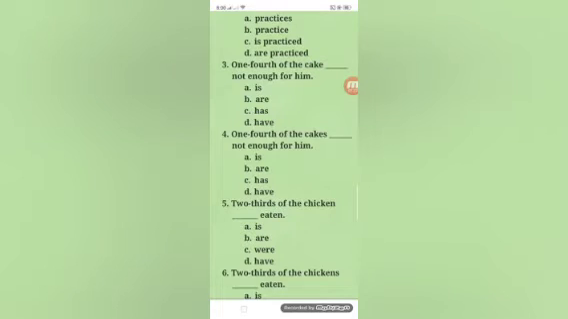Okay, so number 3 and number 4 are actually related. I have to also read number 4 and then let's compare the answers. One-fourth of the cakes, blank, not enough for him.